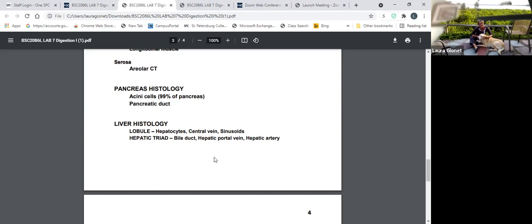Outside the liver, right, that's going to be a bile duct or hepatic duct, and hepatic artery and the hepatic portal vein. Once you're in the liver, we just call it a bile duct. Location is going to determine what you call that duct. Within the liver itself is the bile duct.